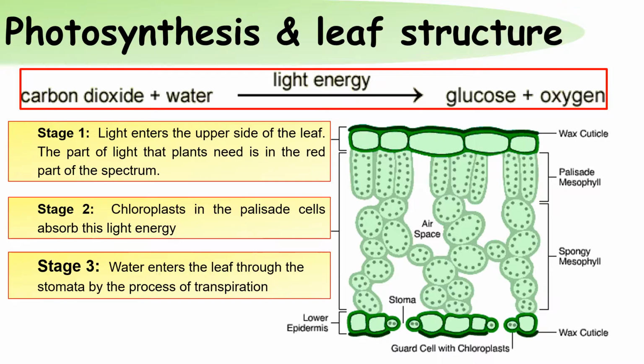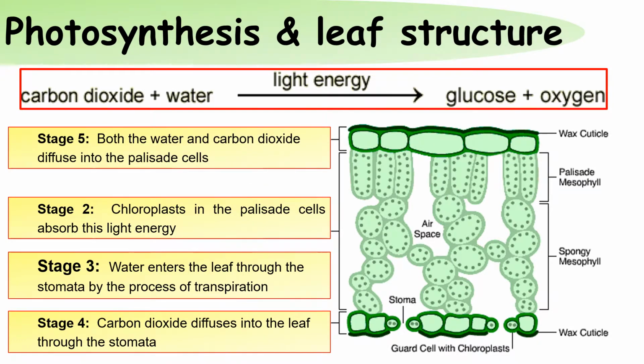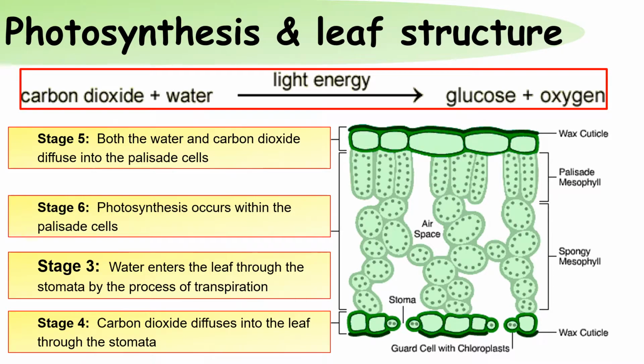Water enters the leaf through the xylem and leaves through the stomata by the process of transpiration. Carbon dioxide diffuses into the leaf through the stomata. Carbon dioxide and water are both needed for photosynthesis. They are called the raw materials. Both water and carbon dioxide diffuse into the palisade cells. So therefore, photosynthesis occurs within them.